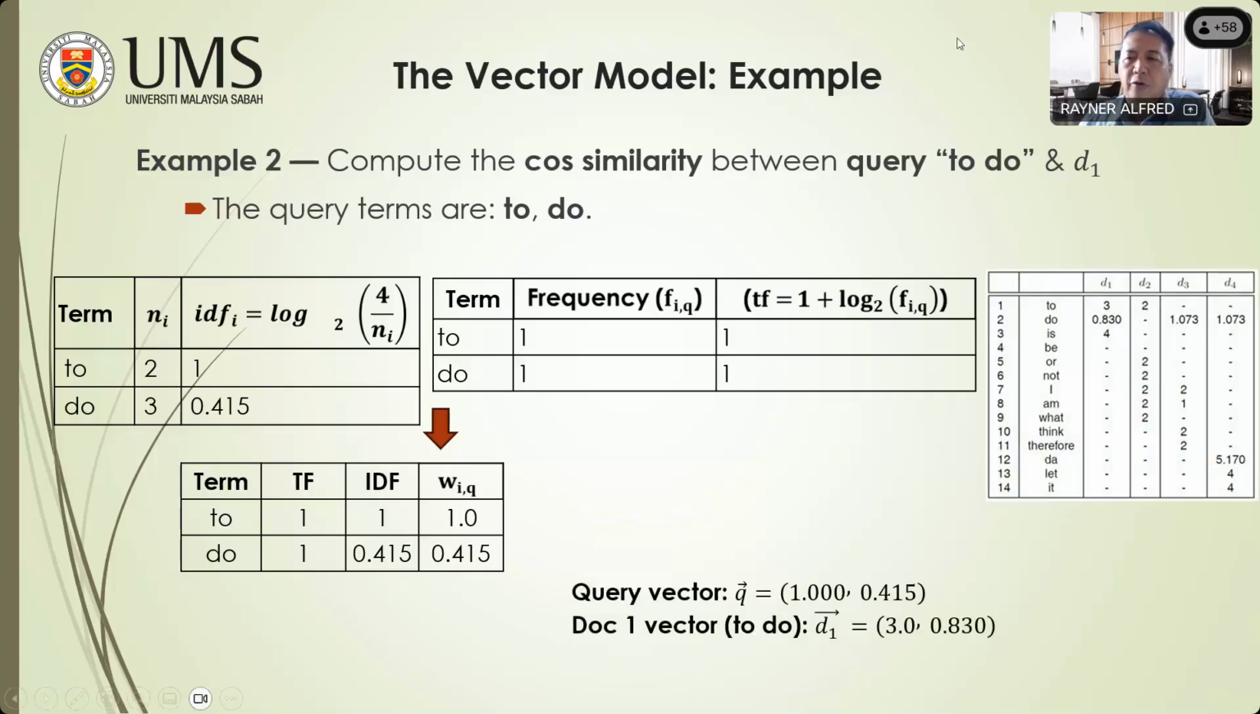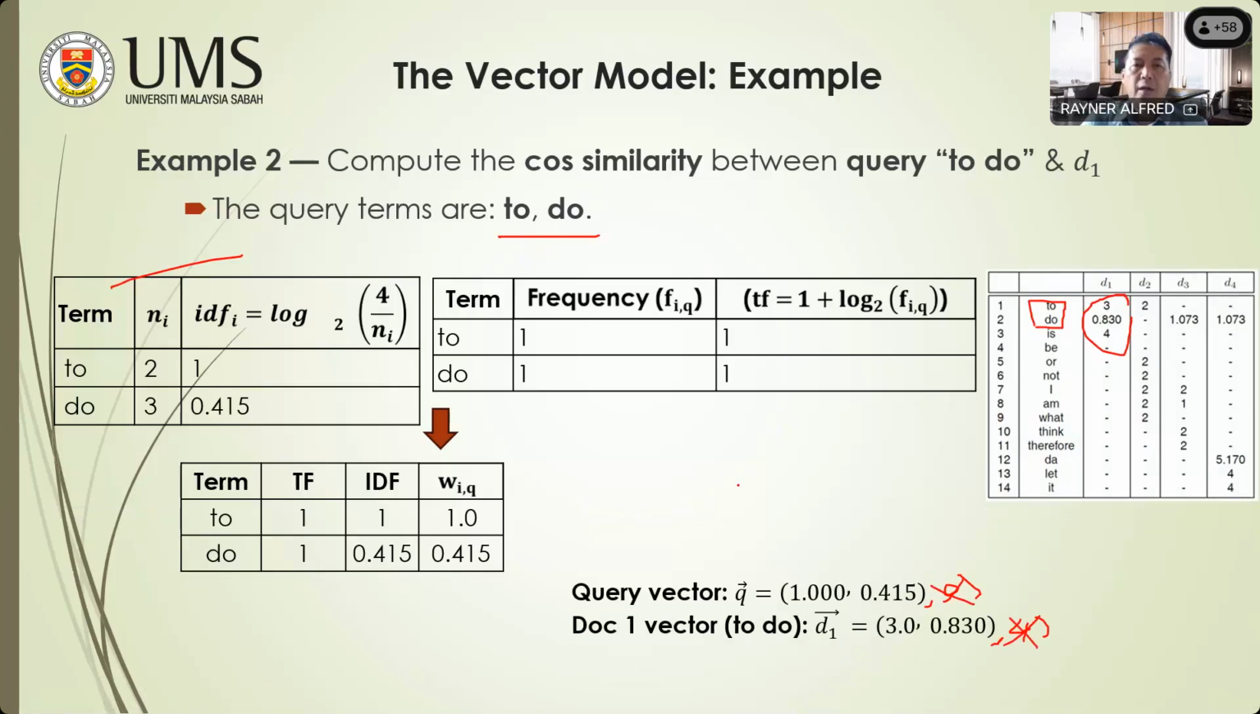For document 1, although we have 3 terms, we don't have to take all of them, so we only take "to do" here. But if you want to include "is" here, for example, you want to include 4, and the rest here is 0. So it is the same thing when you do the dot product. This one will disappear as well. To reduce the calculation error, we can just follow only this "to do".